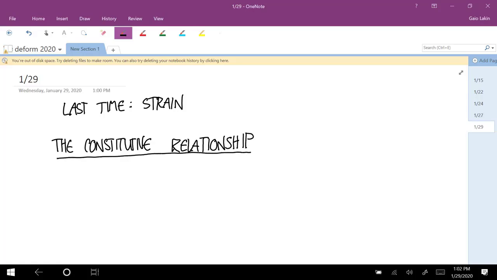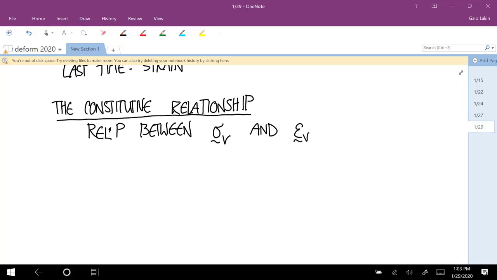Okay, so constitutive is like the material's constitution, how the material is constituted, and it describes the relationship between stress and strain. So the relationship between the Voigt stress and the Voigt strain. So remember that we're doing sort of a 3D version of Hooke's law.